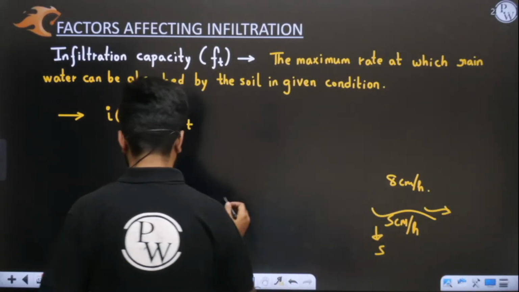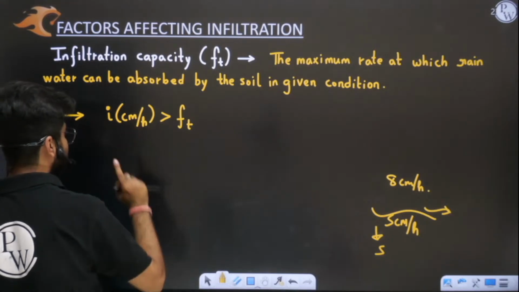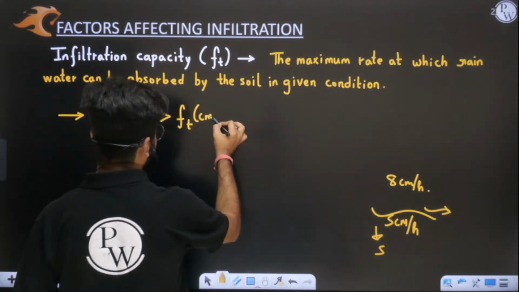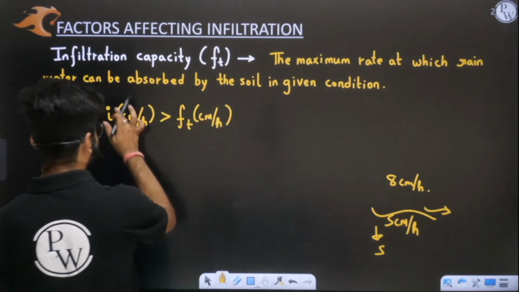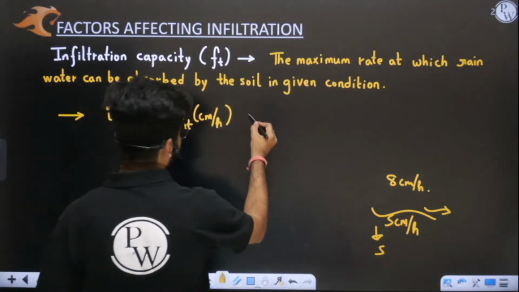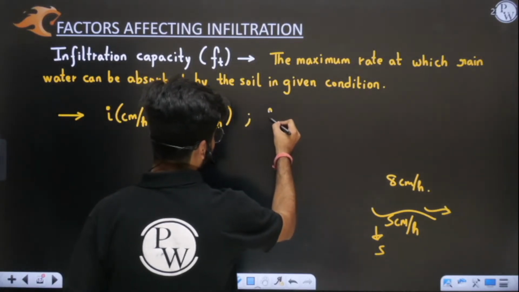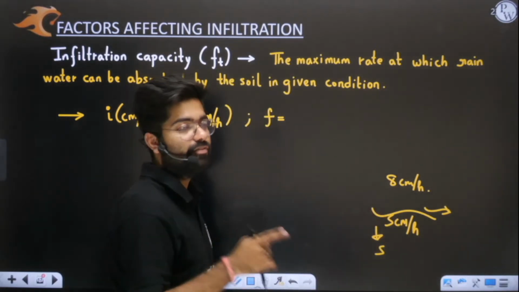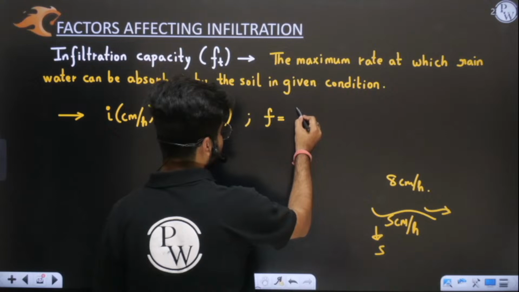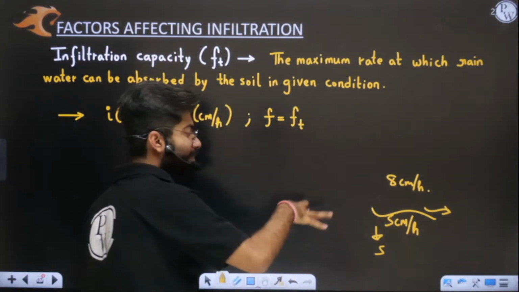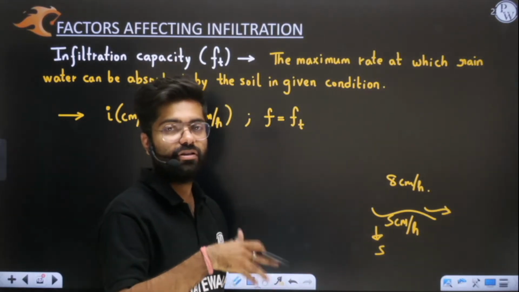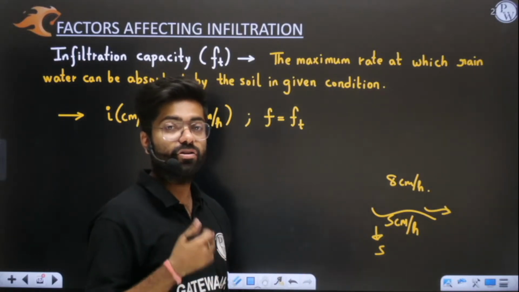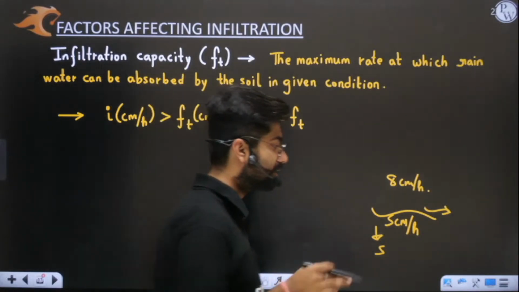This will also be in centimeter per hour. So whenever the intensity of rainfall is more, in that case the actual rate of infiltration, the water going into the ground, is equal to f_t. Actual rate of infiltration is equal to infiltration capacity. Whatever maximum water can go into the ground is going at that time, because rainfall is very, very high.